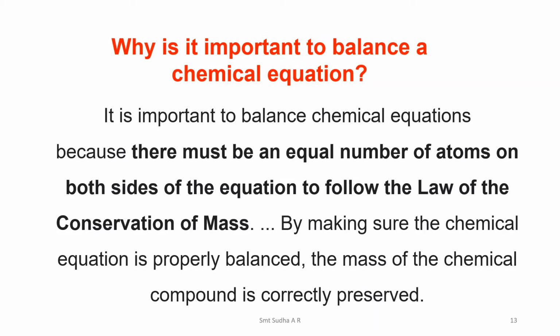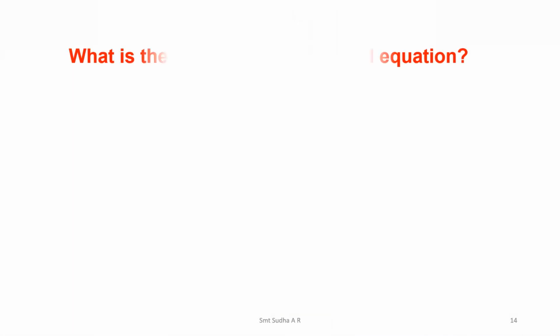See, observe carefully. Yes, it is important to balance the chemical equation because there must be an equal number of atoms on both sides of the equation to follow the law of conservation of mass. By making sure the chemical equation is properly balanced, the mass of the chemical compound is correctly preserved. So based on this, we come to know how important it is to balance the chemical equation.